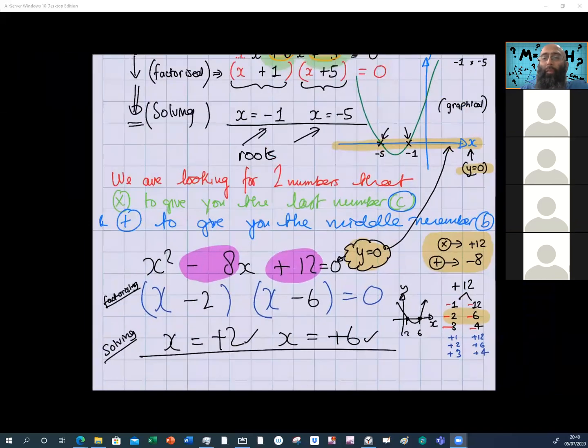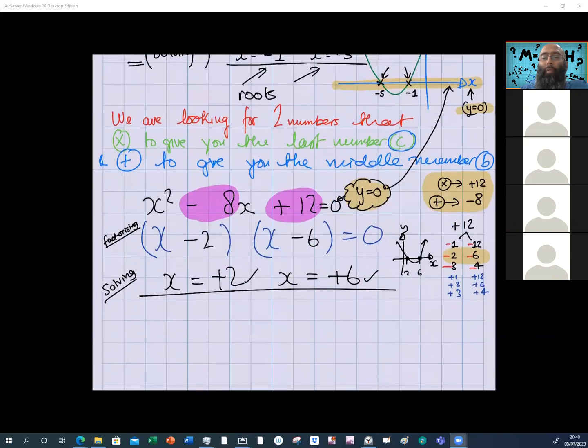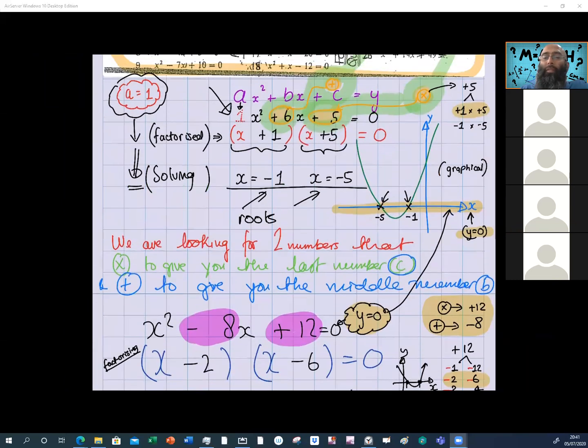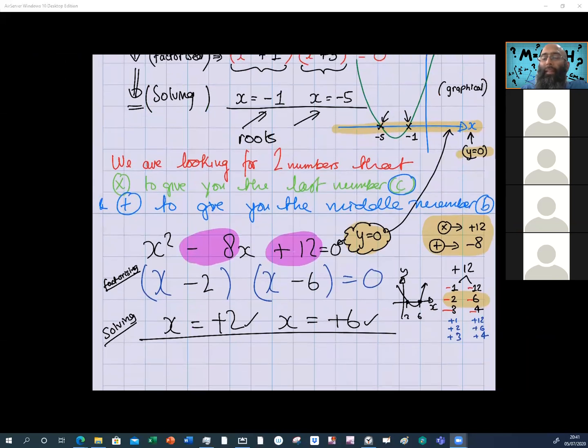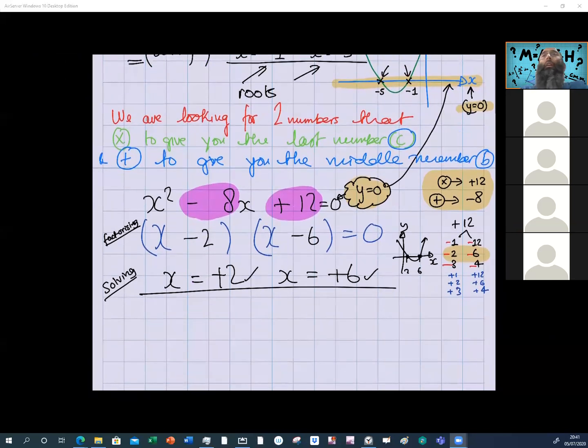Okay, so we've done 2 examples there: one with the double positives, and one with the minus and the positive, and seeing how we deal with that. I think we should do one more example.